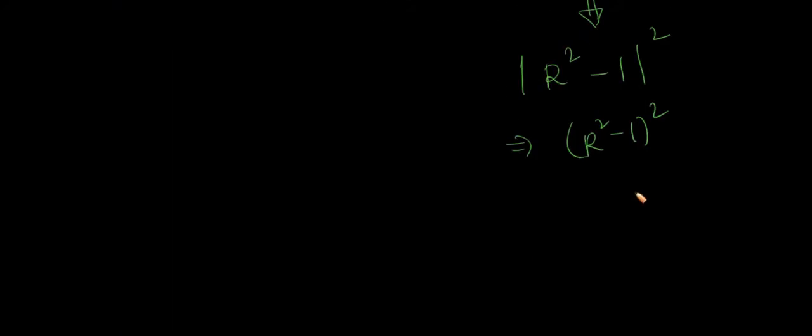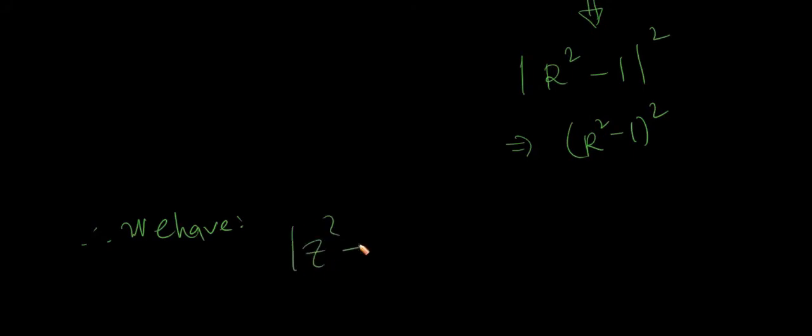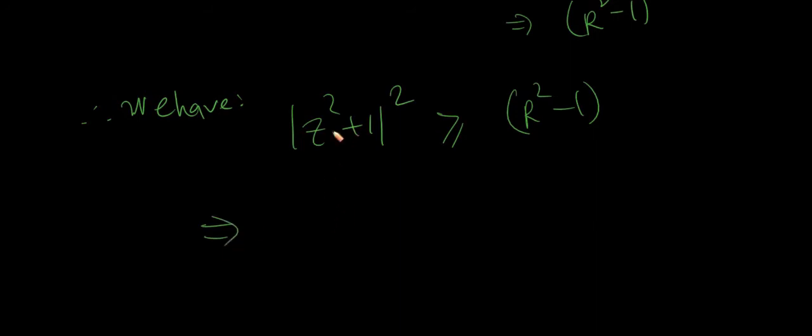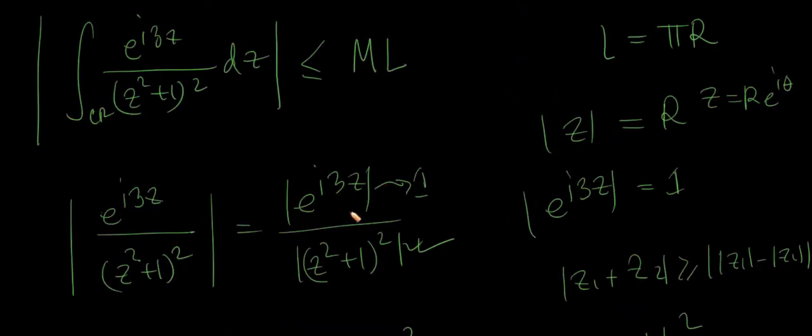So now we have modulus of z square plus 1 is greater than or equal to r square minus 1, where r is the radius of the semicircle, right? So we're going to take the inverse of it because this thing goes down in the denominator, like over here. So 1 upon modulus of z square plus 1 whole square is less than or equal to 1 upon r square minus 1 whole square, sorry, there should be a whole square, and now we just multiply both sides with simple 1, because modulus of e to the power I 3z is just 1.